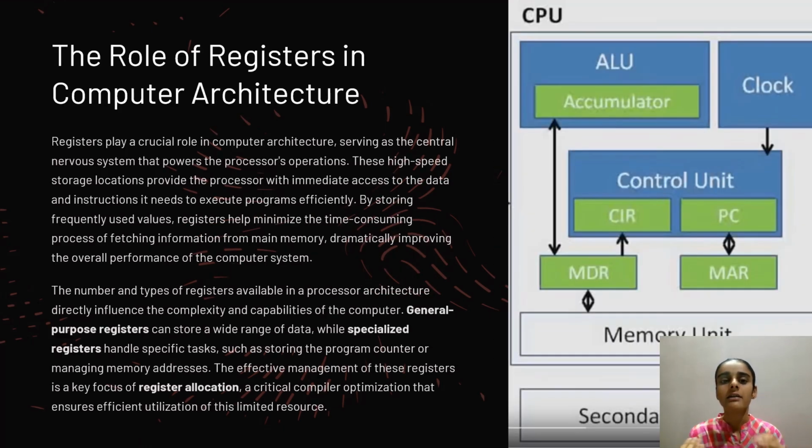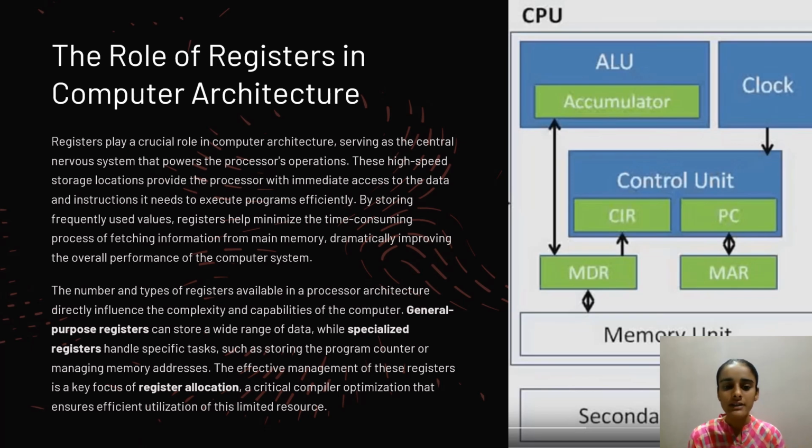Role of registers in computer architecture. Registers play a crucial role in computer architecture, serving as a central nervous system to the processor's operation. These high-speed storage locations provide the processor with immediate access to the data and instructions it needs to execute programs efficiently by storing frequently used values. Registers help to minimize the time-consuming process of fetching information from main memory, dramatically improving the overall performance of the computer system.